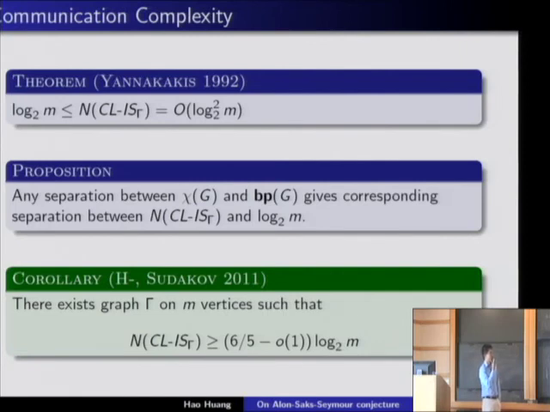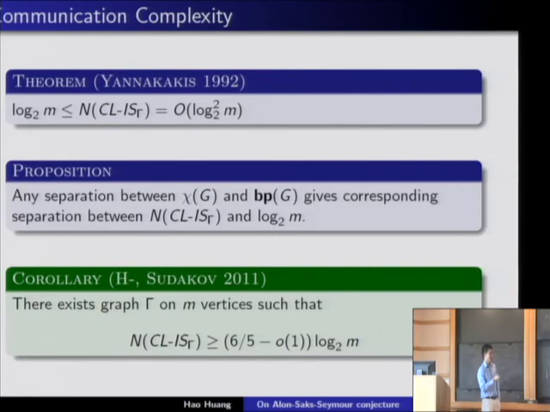Now there's a very nice relation between the Alon-Saks-Seymour conjecture and this complexity. We can actually show that any separation between the chromatic number and the biclique partition number will give a separation between the non-deterministic communication complexity of this problem and the log m lower bound. So it's very similar to the connection between the rank-coloring problem and the log-rank conjecture.